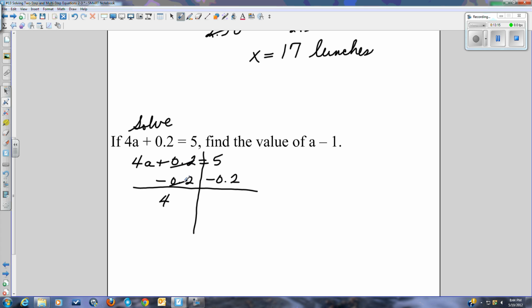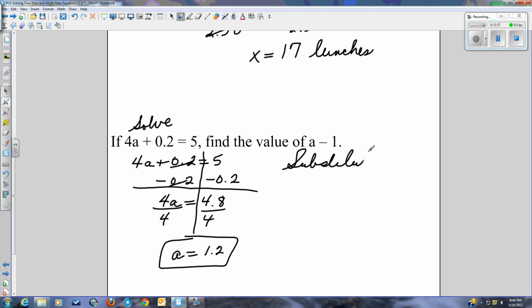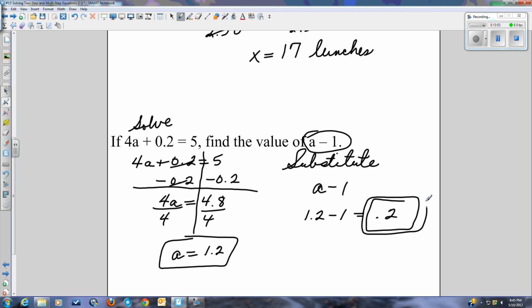So the 0.2's cancel, and we're left with 4a equals 4.8. We want to get a alone, so we're going to have to divide everything by 4. And we end up with a is equal to 1.2. So we've got our answer for a. But now we want to substitute that answer into this expression, a minus 1, because that's ultimately what you're being asked to do. So we have 1.2 minus 1, which gives us 0.2, and that is the final answer.